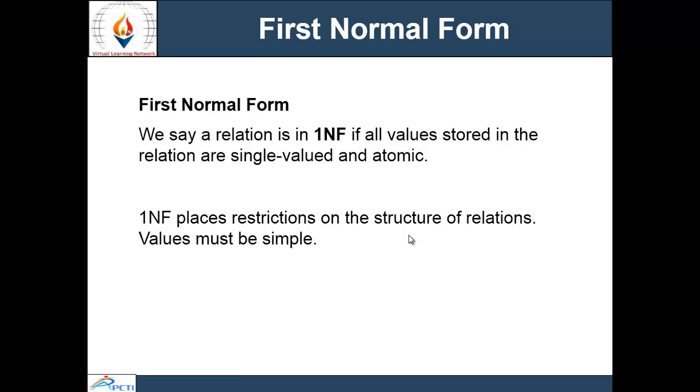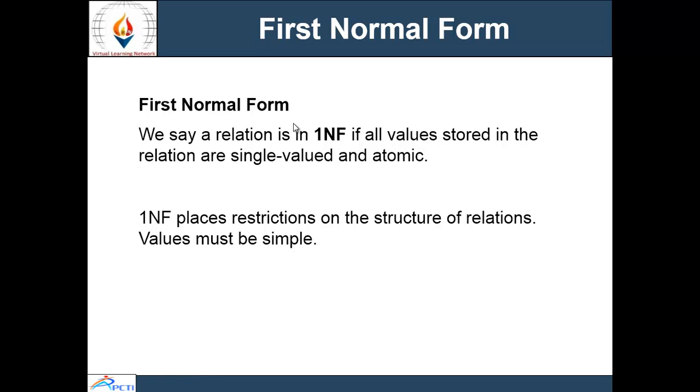So, to handle these problems, to remove the data inconsistency, to remove the data duplicacy, we perform normalization in the database. Now, the normalization rules are divided into different forms like first normal form, second normal form, third normal form, and BCNF, that is Boyce-Codd normal form. Firstly, we will discuss the first normal form.